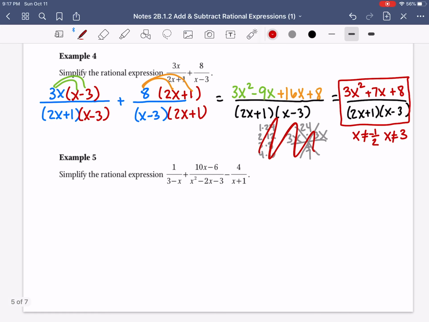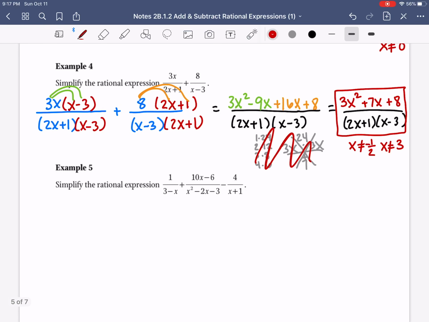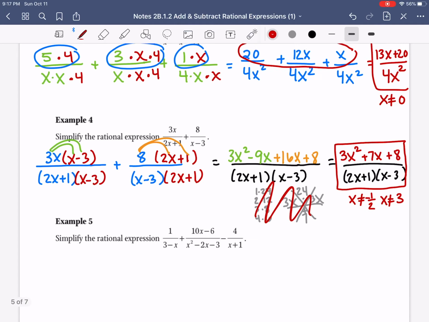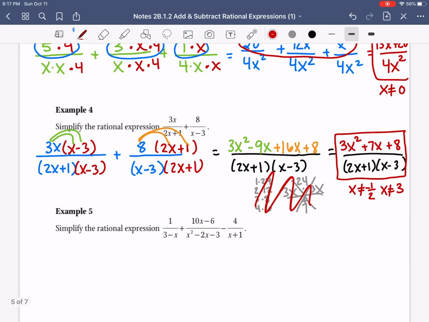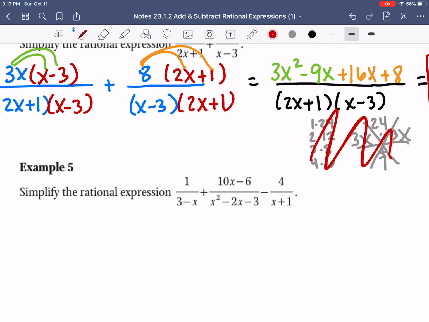All right, so our last example, number 5. There's one thing I noticed that none of our other problems have had so far, and that's a minus sign. So I haven't talked about what to do yet with a minus sign. If you see a minus sign, the first thing that you should automatically do is change it to a plus and then distribute it to every piece in the numerator.